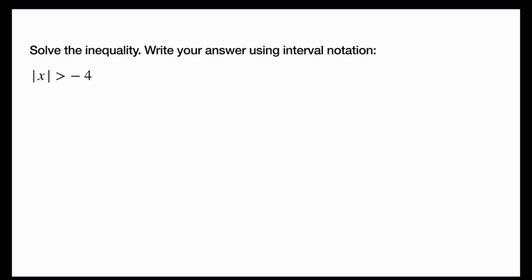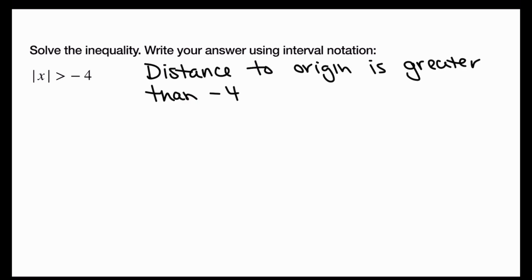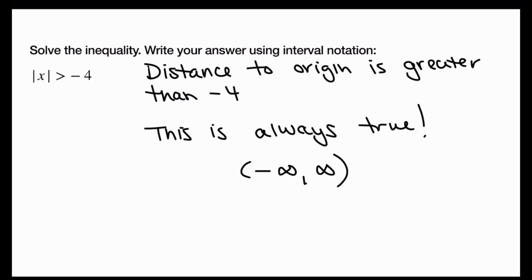What if we have an absolute value of x is bigger than -4? This is saying distance is bigger than -4. Well, distance is always positive. Your distance will always be bigger than a negative number. So this is every single point on the number line. Every single point on the number line has a distance that's bigger than a negative number. Since this is always true, my answer is -infinity to +infinity, or all real numbers. This is going to happen anytime you have an absolute value bigger than a negative number.